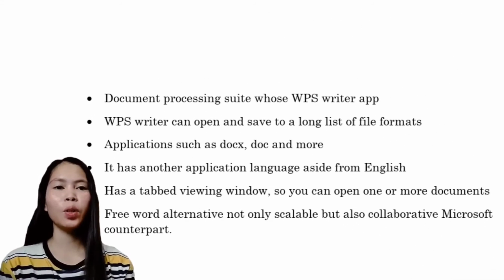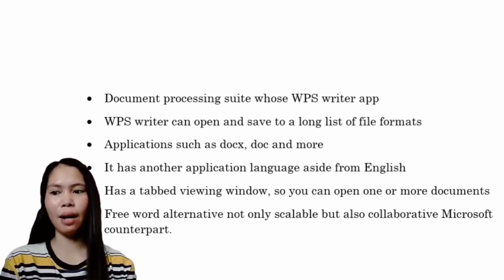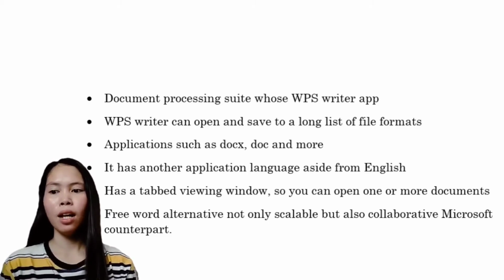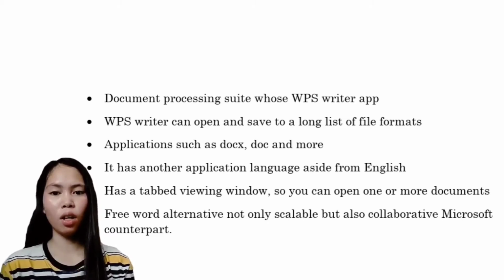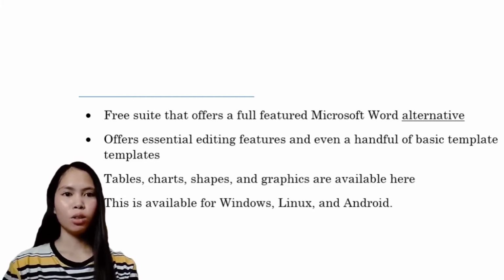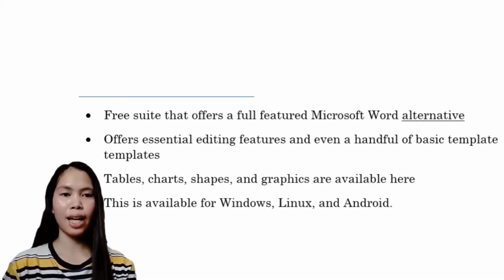Next one is the WPS Office 2016 free document processing suite, with its WPS Writer app. WPS Writer can open and save to a long list of file formats, such as Docx, Doc, and more. The last one is the SoftMaker Free Office. It is a free suite that offers a full-featured Microsoft Word alternative, offers essential editing features, and even a handful of basic templates. SoftMaker Free Office has tables, charts, shapes, and graphics. Also, it is available for Windows, Linux, and Android.